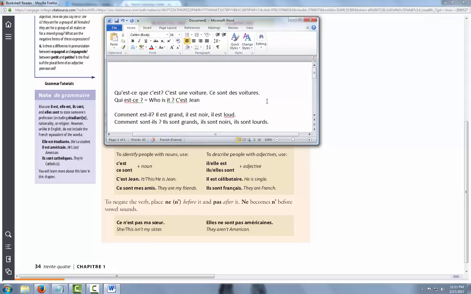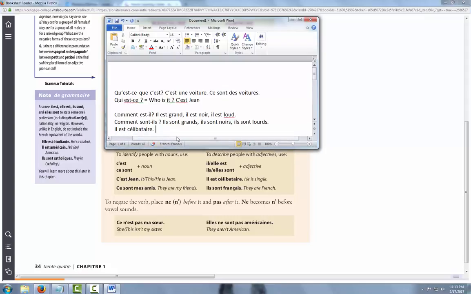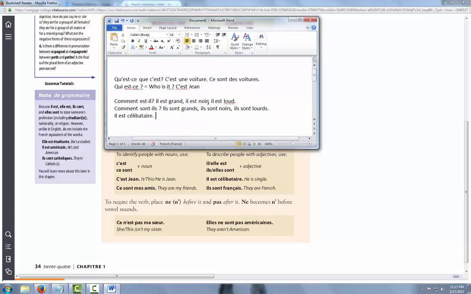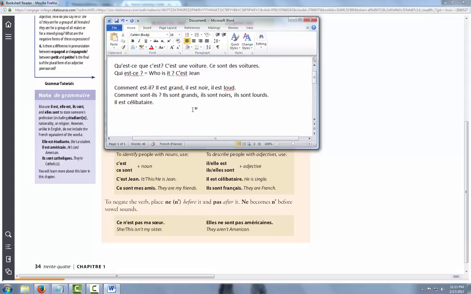In the example here, they use célibataire, so il est célibataire. Il est célibataire means he is single, so you're using il est with adjectives and c'est with an article and a noun. Okay? If you want to make this negative, so what it is not, you want to say, he is not single. Il est célibataire means he is single. If you want to say he is not single, it is il n'est pas célibataire.